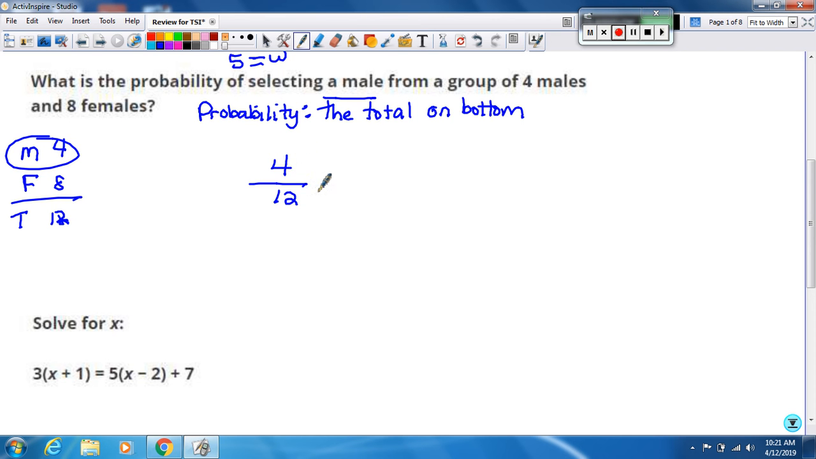And then you simplify that. You can divide both of these by 4. So 4 divided by 4 is 1. 12 divided by 4 is 3. So the probability is 1/3.